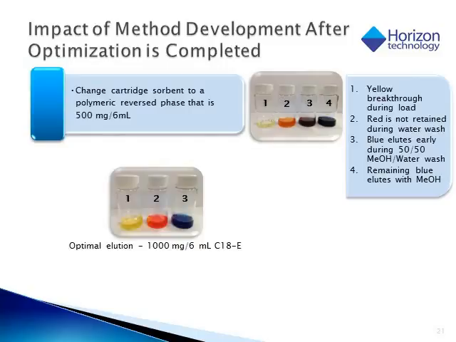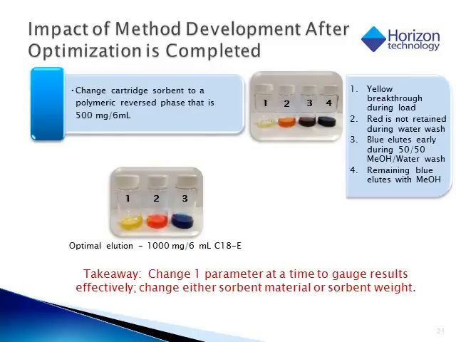With the optimal elution results showing here, the takeaway is to really think about only changing one parameter at a time to gauge the results. Either change the sorbent material or sorbent weight. And after you get to a point where you're at an optimal set of conditions, it's probably not best practice to go back to method development when you have an optimized method. If you do need to, you really need to consider reverting back to starting with the optimization all over again if a new sorbent and a new sorbent weight is chosen.